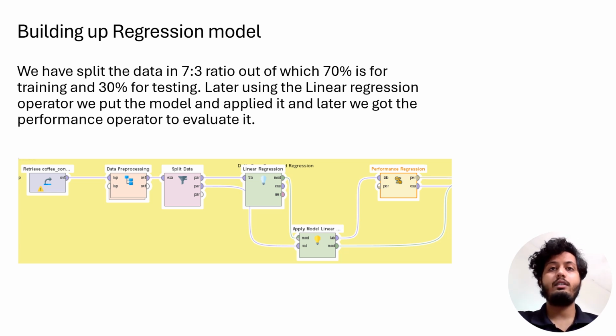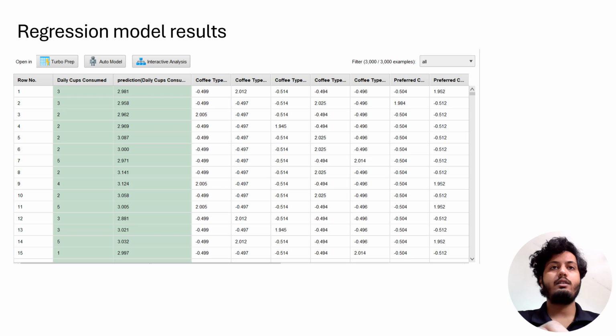Then I connected the apply model operator to the performance operator, which will be used for evaluating the performance of the model that we're building. The model port of apply model I directly connected to the results port. For the performance operator, I also did it for the performance port and the example port, which I connected directly to the results. After running the model, we see the results now.